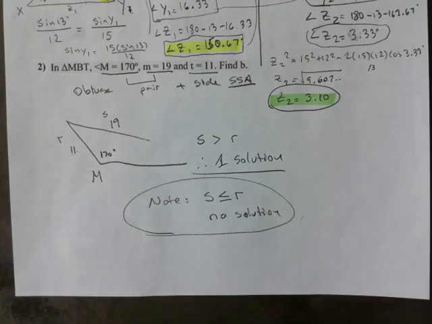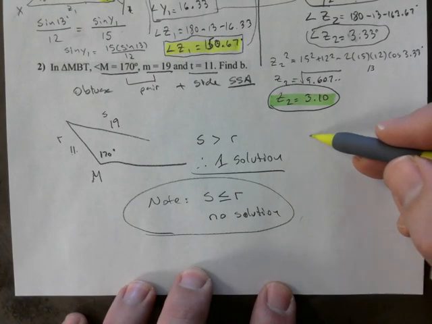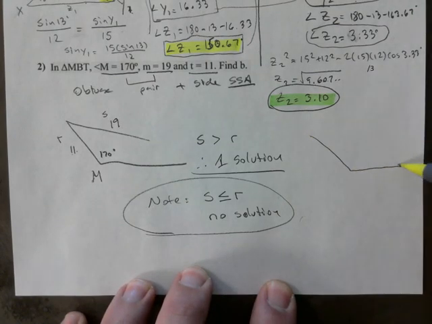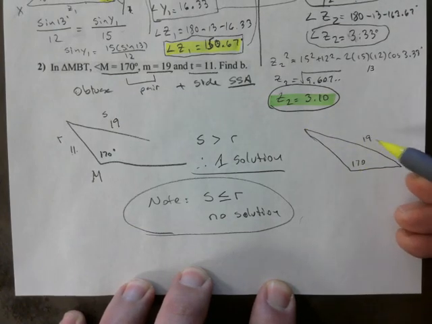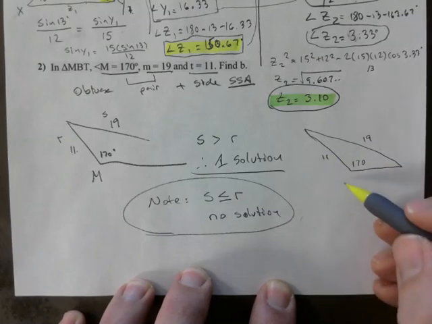Okay. And in terms of solving, you know what, guys? There's only one solution. So you draw it like this. This is 170. This is 19. This is 11. This is M.